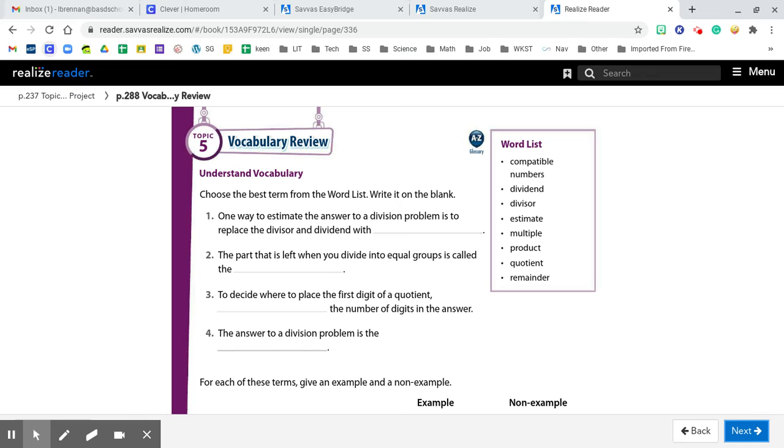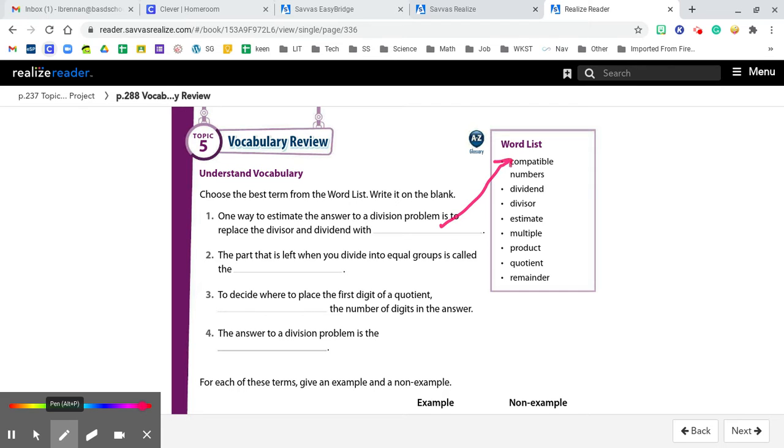And for a vocabulary review for topic 5, choose the best term from the word list. Write it on the blank. One way to estimate the answer to a division problem is to replace the divisor and dividend with what? Compatible numbers, a dividend, a divisor, estimate, multiple, product, quotient, or remainder. So the best answer for that would be compatible numbers.